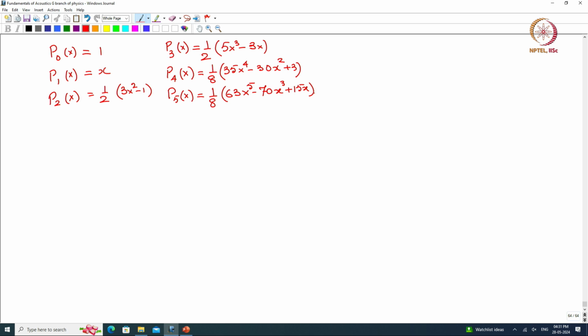Okay. A simple formula to get this is Pn of x is 1 over 2 to the power n, n factorial, dn by dxn of x square minus 1 to the power n.